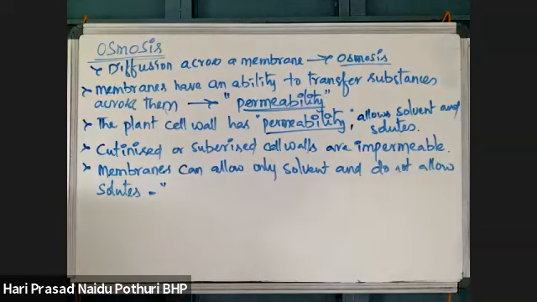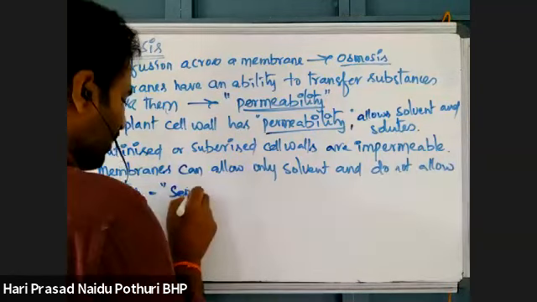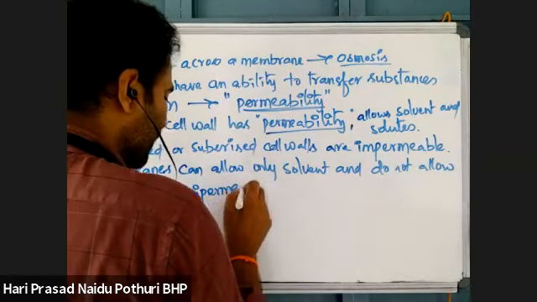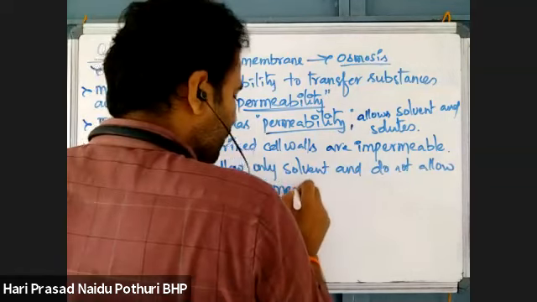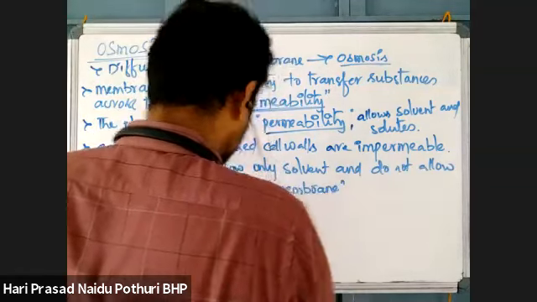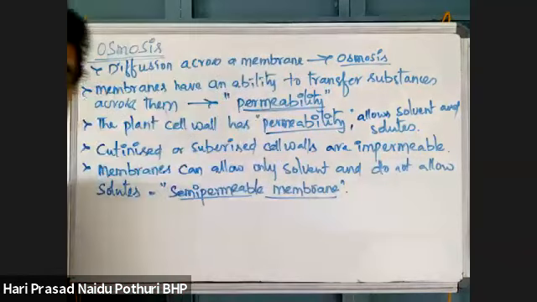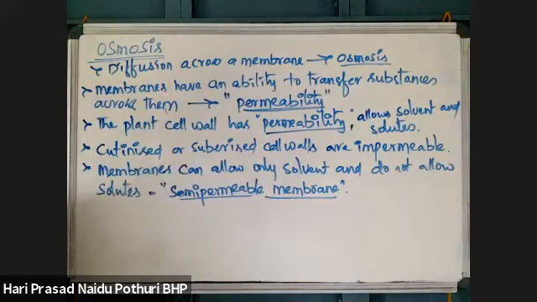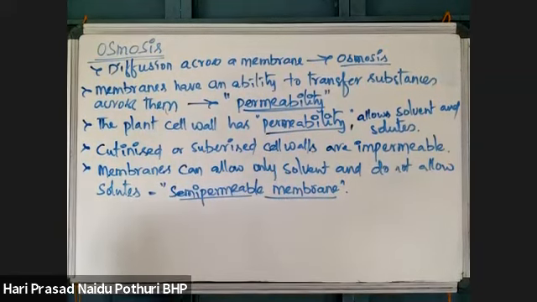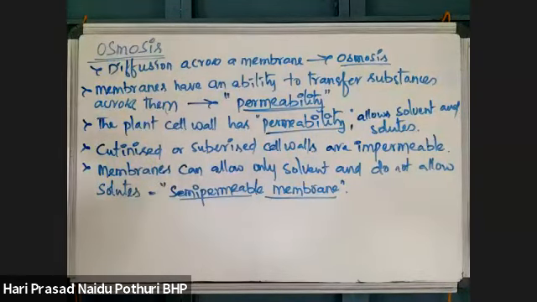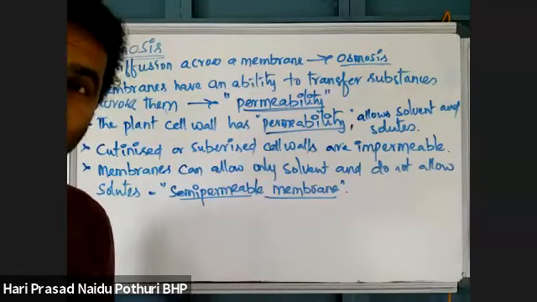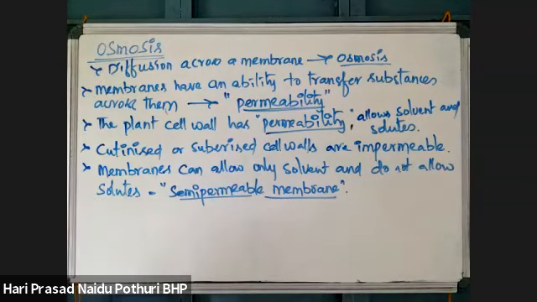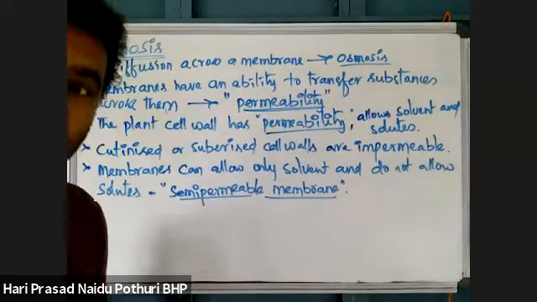The membranes which can allow only solvent, not solute, are called semi-permeable membranes. Tell me an example of a semi-permeable membrane. Yes, cell membrane. Wow. Then plasma membrane. Membrane means plasma membrane only. Yeah, very good.